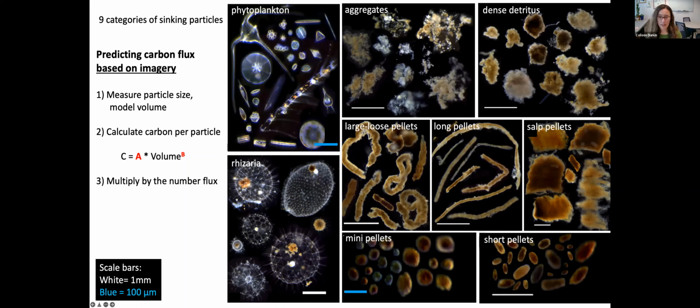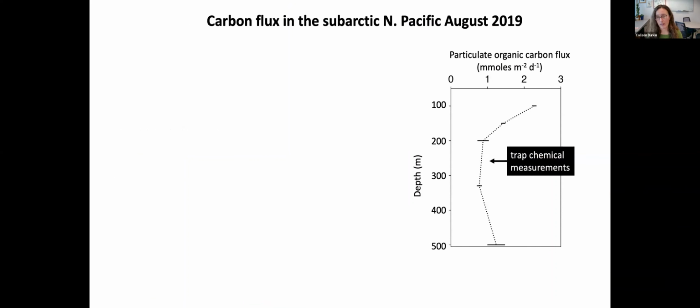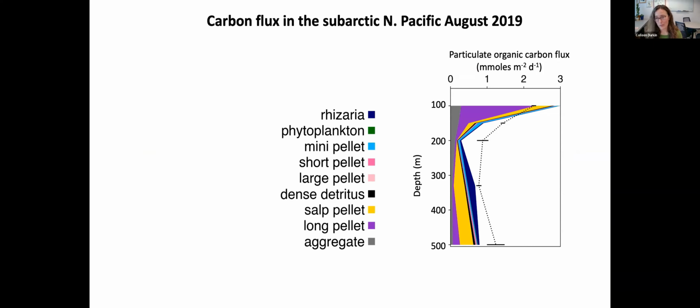And so how well did we do? Here are the measurements we took at that location in the North Pacific. We collected sinking particles between 100 and 500 meters. And this is the measured carbon flux from those bulk formalin-preserved traps. And this is what we predict based just on imagery. So the model does pretty well. I was really excited about this. But we can say more than this. We can also separate that modeled carbon flux into different particle types as well.